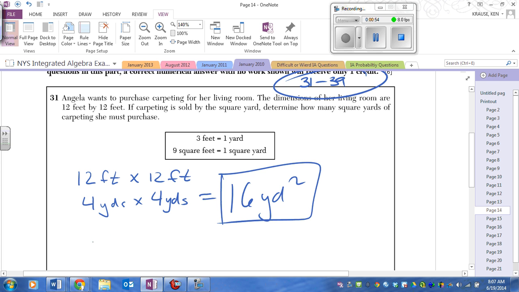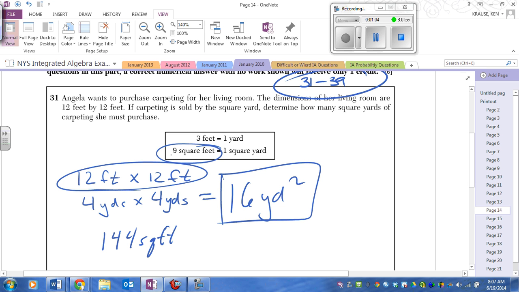Anyway, another way to do this was to just multiply and you get 144 square feet. And 9 square feet make up 1 yard. So if I divide by 9, if I take 144 here, I'll check my math. 144 divided by 9. I'm sure that's 16. Yeah, and that's also 16 square yards. So there's your answer. First one's done.